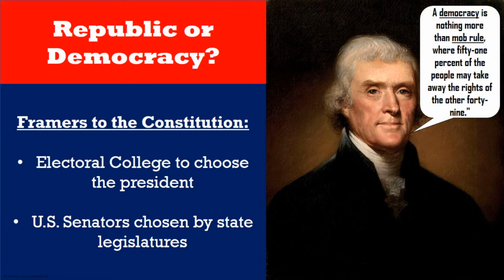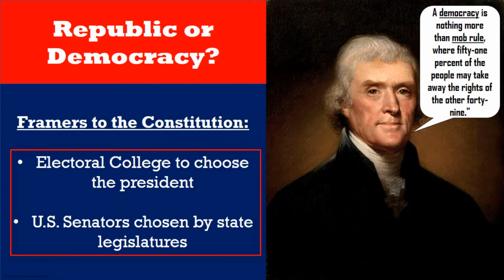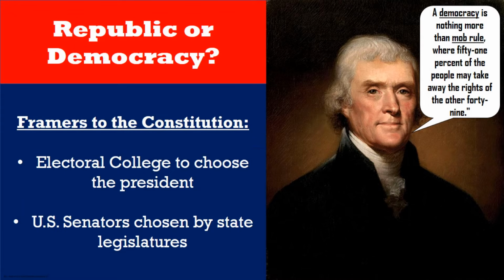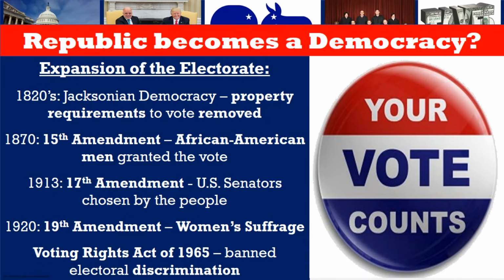We see their apprehension for a purely democratic government in their decision to create an electoral college to choose the executive for the country and a Senate that was chosen mostly by state legislatures when creating the U.S. Constitution. Slowly, however, America's Republican form of government would expand to encompass the belief that almost all American citizens should participate in the political process, to the point where now the words democracy and republic are often used interchangeably.